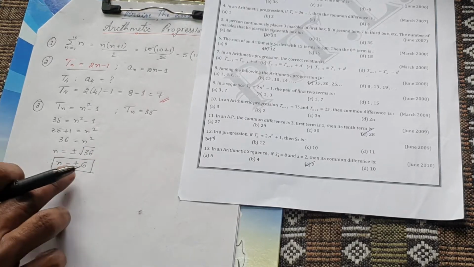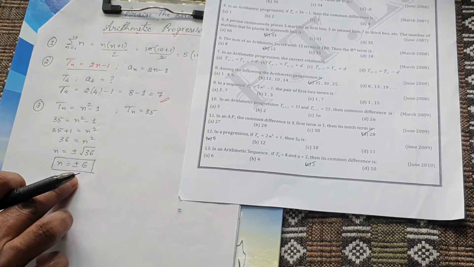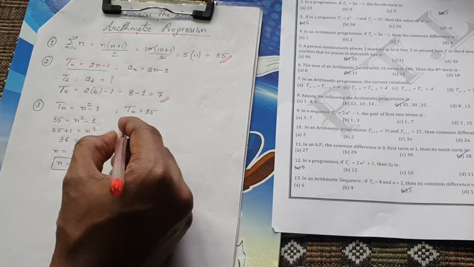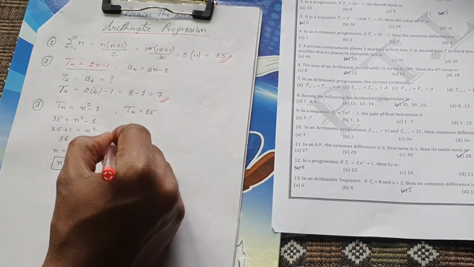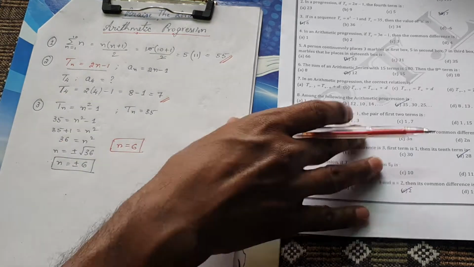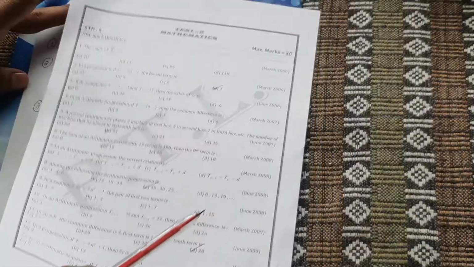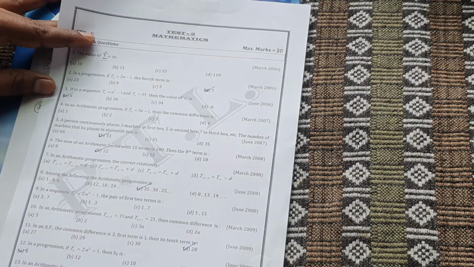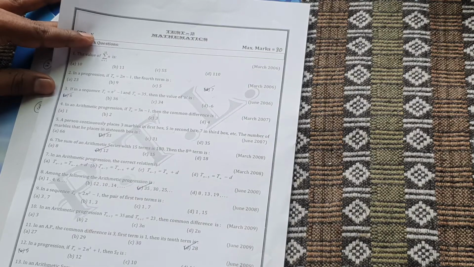Remember, this is the number of terms. You cannot have a negative number of terms. Because of this reason, I am going to take the n value as plus 6. Is it clear? We can see here the option given in the question paper is the first option, 6, and that will be the right answer for this question.